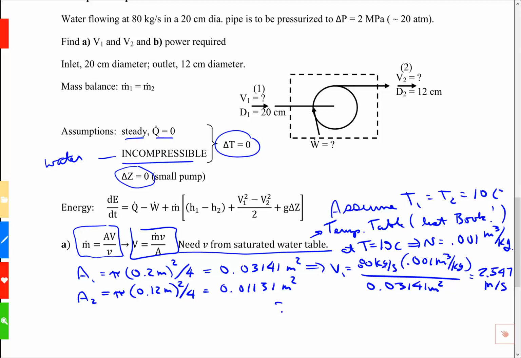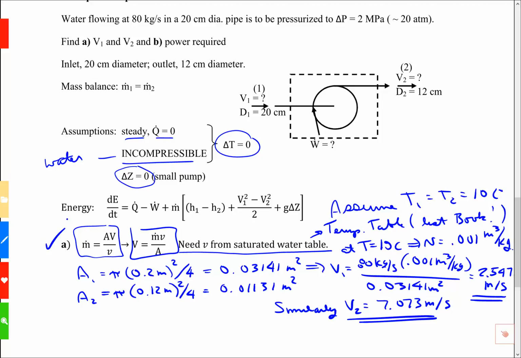Rather than compute the other one in detail, I'll just say similarly, I hope you can show that V2 is the same except the area is different, and for V2 I get 7.073 meters per second. So those are my two velocities. That takes care of part A.